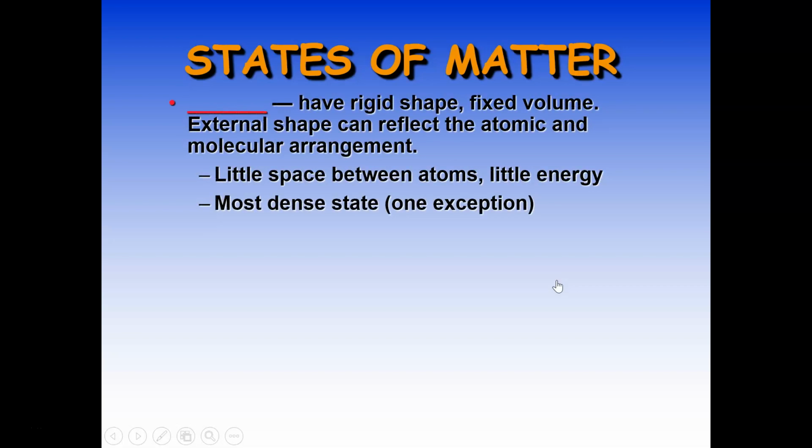So let's talk a little bit more about those states of matter. So blank states of matter have a rigid shape, fixed volume, and the external shape can reflect the atomic and molecular arrangement. There's very little space between atoms, little energy, and it is the most dense state of matter. There is an exception, but for our purposes, it's the most dense state of matter. So what am I describing? That's right, a solid.